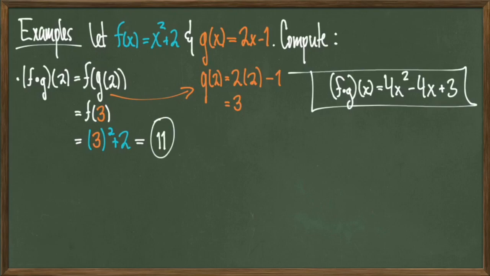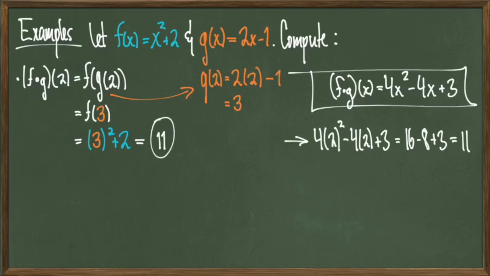Again, I calculated g of 2, figured out what the output was, and then fed that output back into f to get the answer of 11. But also notice that with the formula I have for f composed with g of x, if I feed 2 into that formula, which was our original input, I still get an answer of 11. So these two things agree, which means that you get the same answer no matter what. It's really just up to you what you want to do.